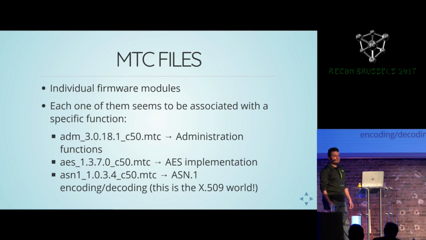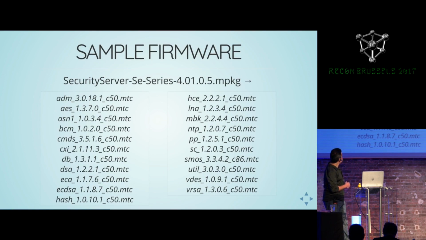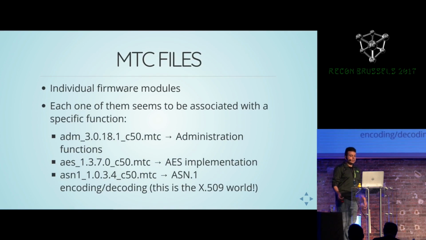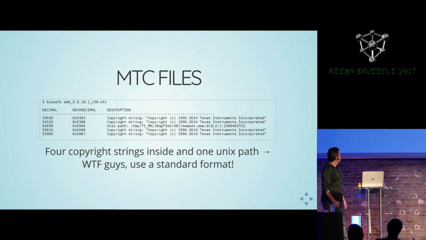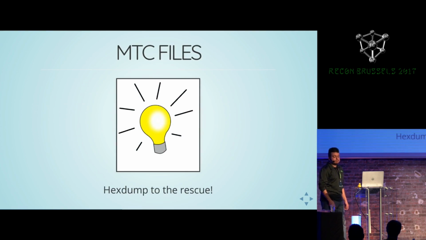These MTC files are individual firmware modules. Each of them is associated with a specific function. For example, you can see here, this is for administration, this is for implementing the AES encryption and decryption functions, ASN.1 encoding and decoding. Everything is in here. So let's use Binwalk. And we get this: 4 copyright strings and 1 Unix path. Nobody uses a standard format. Okay, let's use hexdump.